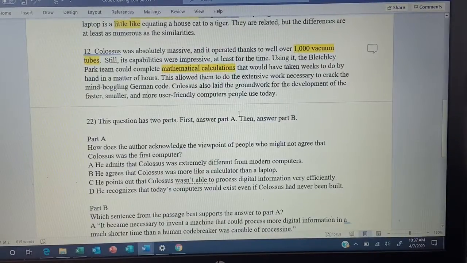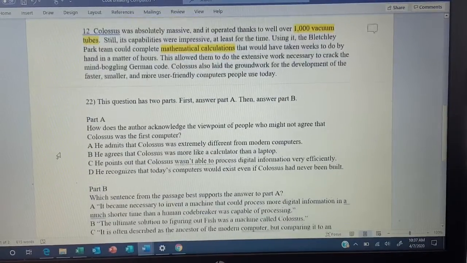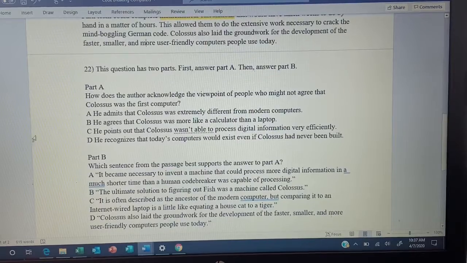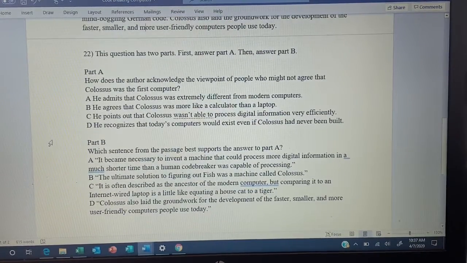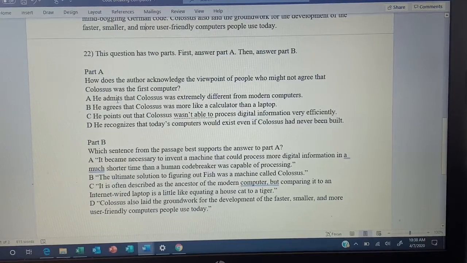So let's take a look at question 22. This question has two parts. First, answer part A, then answer part B. Part A, how does the author acknowledge the viewpoint of people who might not agree that Colossus was the first computer? Okay, so before I even look at the options, I want to go back and answer this myself.